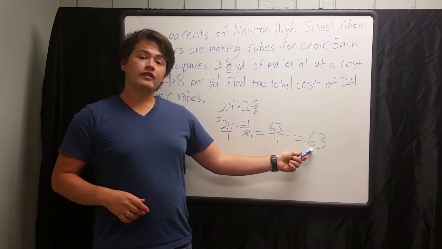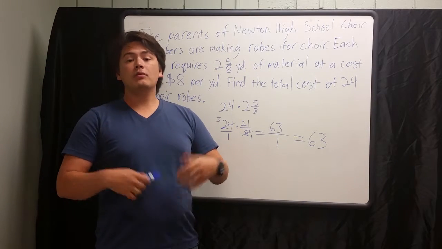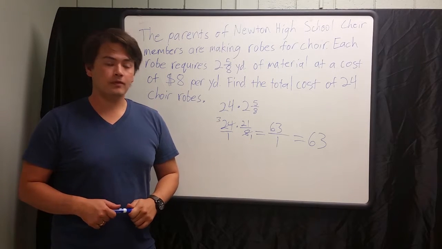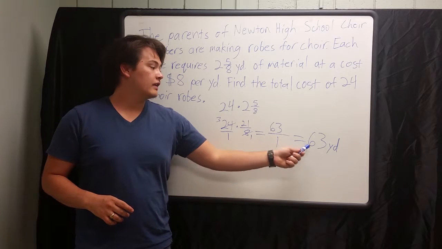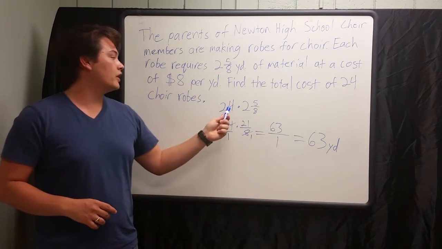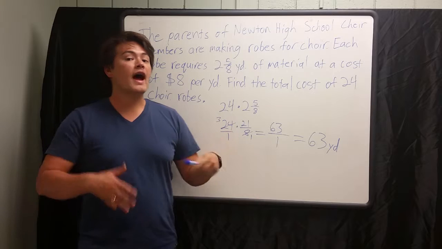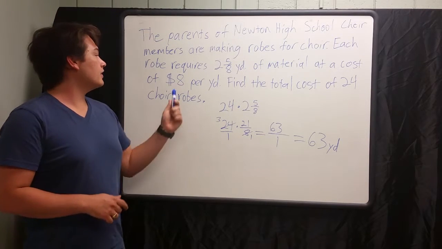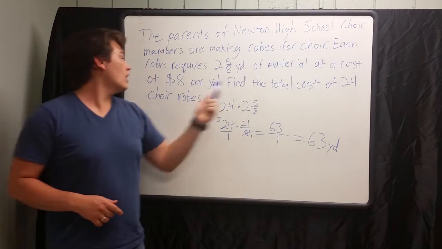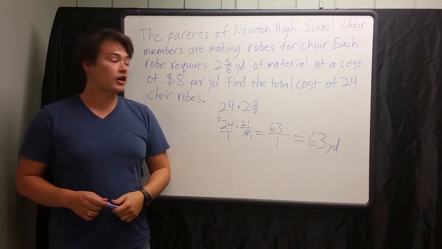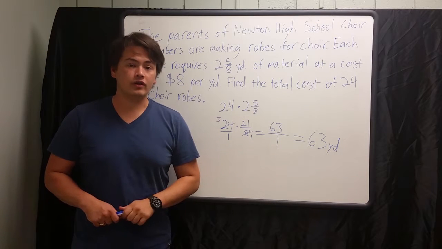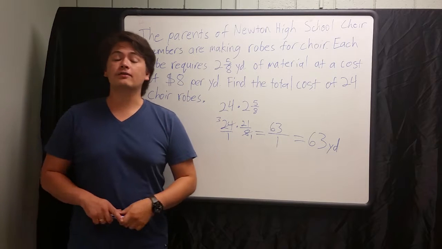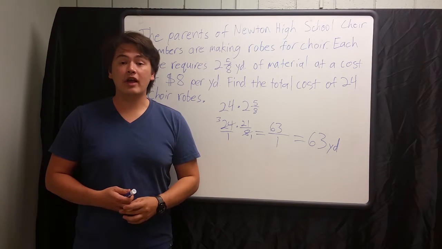Now, the number 63 represents how many yards we need in order to make 24 robes. So now that we know that we need 63 yards to make 24 robes, we need to find how much it costs to make all of those robes. It says here that the material costs $8 per yard, and we need 63 yards. So we're going to multiply 63 times 8 to find out how much we need to pay in order to make the robes.